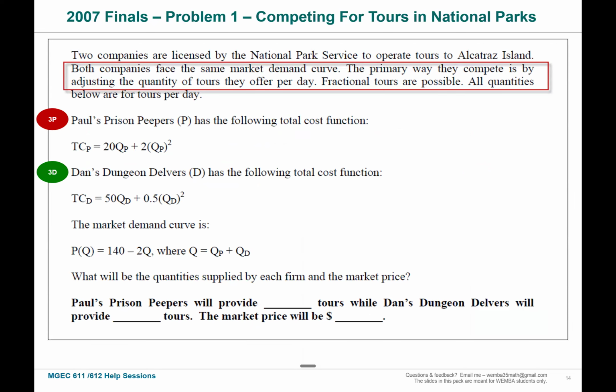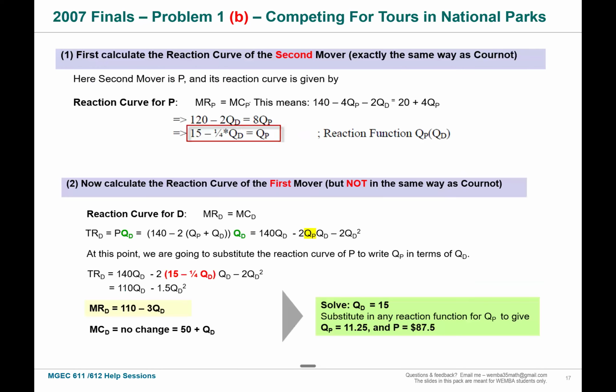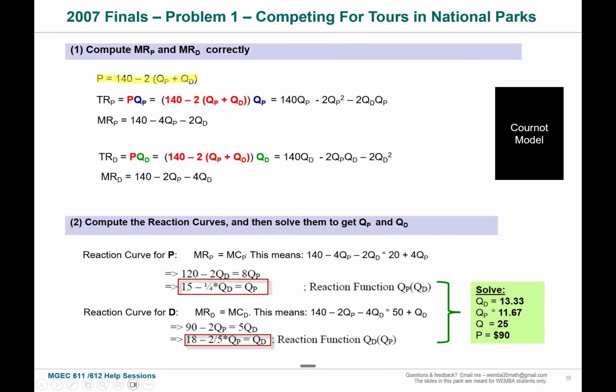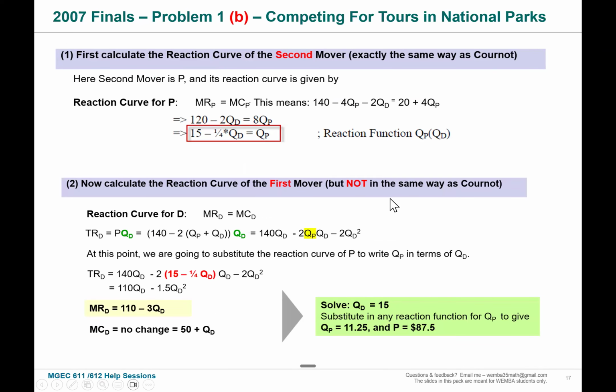The reaction curve of the second firm in Stackelberg is the same reaction curve as what you got in Cournot, which means that you set MRP equal to MCP, write down MRP, solve it, and you get the same reaction curve that you got back in Cournot. So look at this: 15 minus 1/4 QD equals QP. This is exactly what we got here. So this is the same exact reaction curve. Not a surprise.